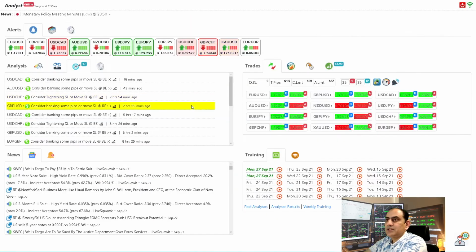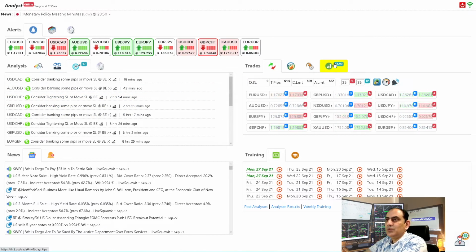All right guys, that's it. Monday we haven't seen any volatility, but we can see we managed beautiful pips. You can see one of my traders already banked 61 pips.